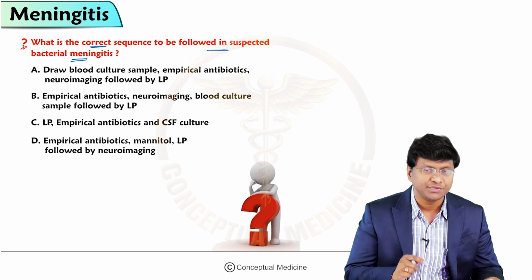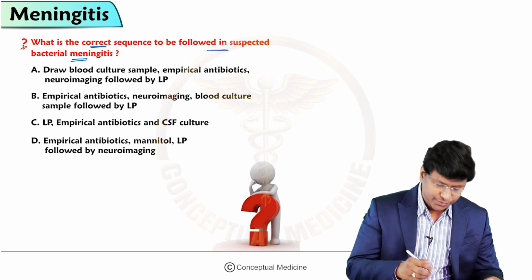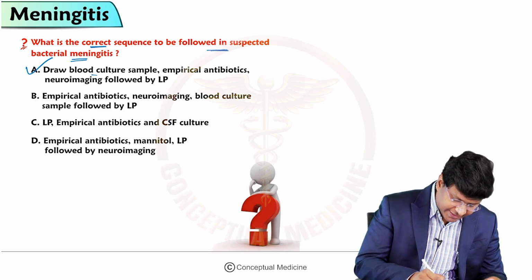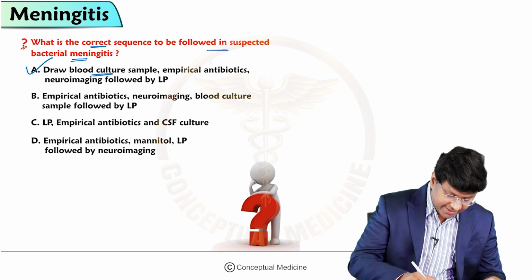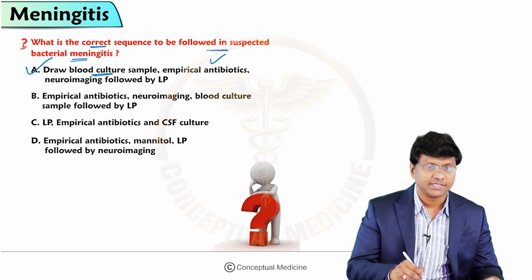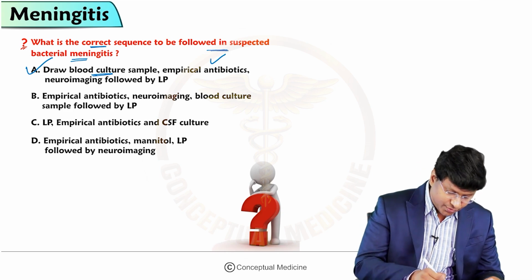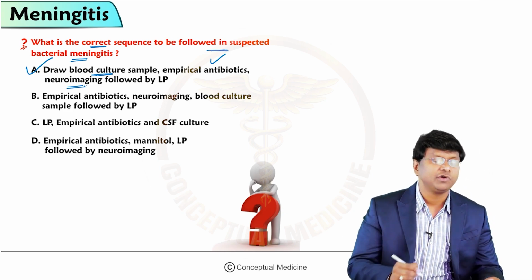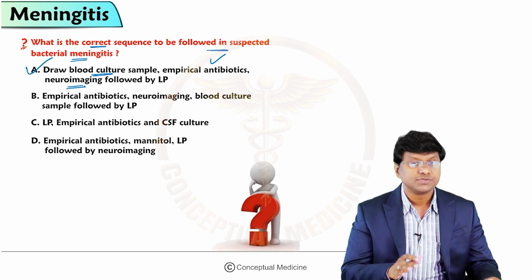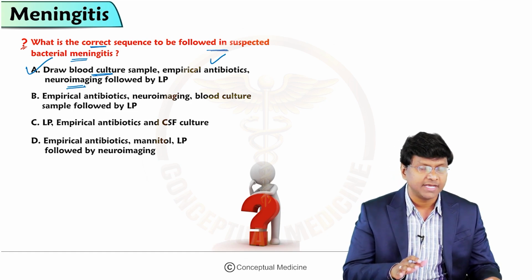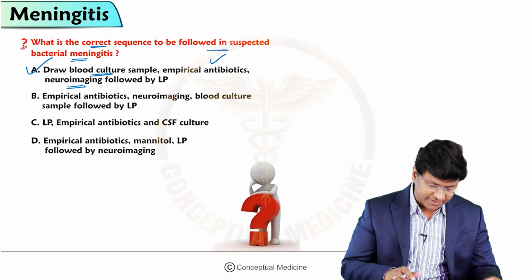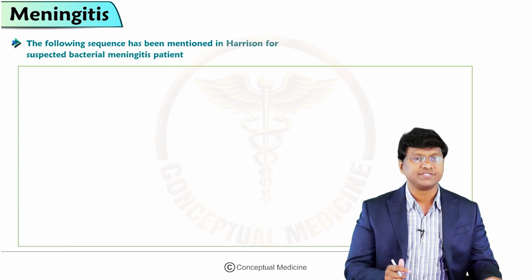Always, first you need to draw the blood culture sample. Then you give antibiotics. Then you do neuroimaging. Followed by that, you do the lumbar puncture. So this is the correct sequence to be followed in the workup of a patient with bacterial meningitis.